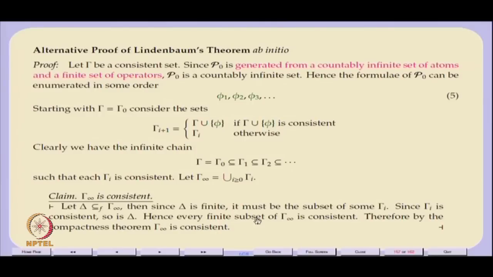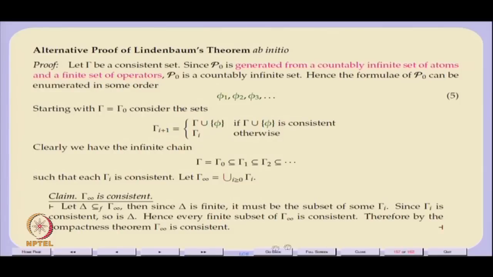Hence, every finite subset of gamma infinity is consistent. Since gamma I is consistent, every finite subset of gamma I is consistent, therefore, delta must also be consistent. Okay. So which means this delta was arbitrarily chosen. So, for every possible finite subset of gamma infinity, it is true that every such delta will also be consistent. By compactness, it follows that gamma infinity itself is consistent.